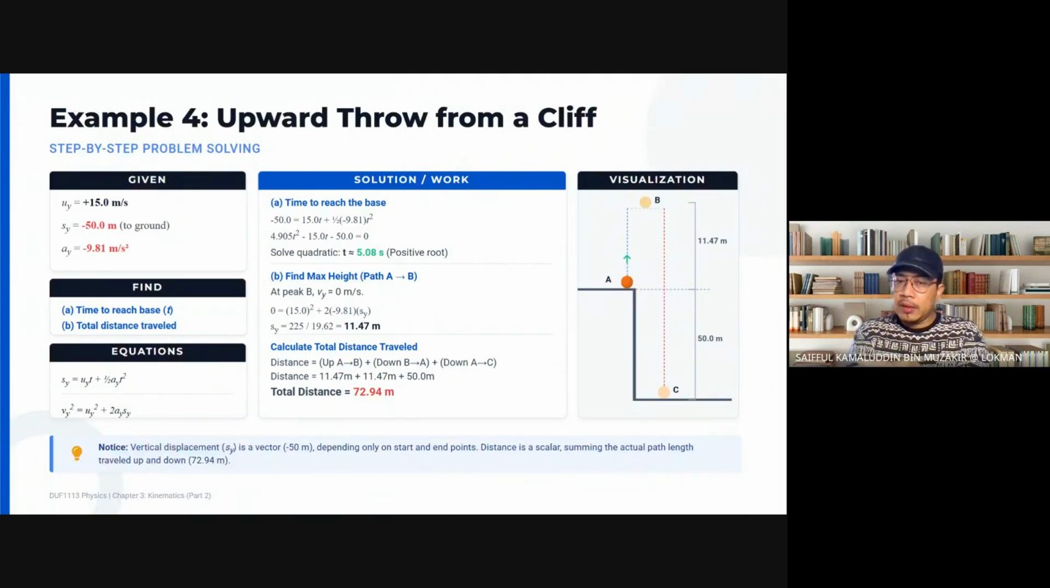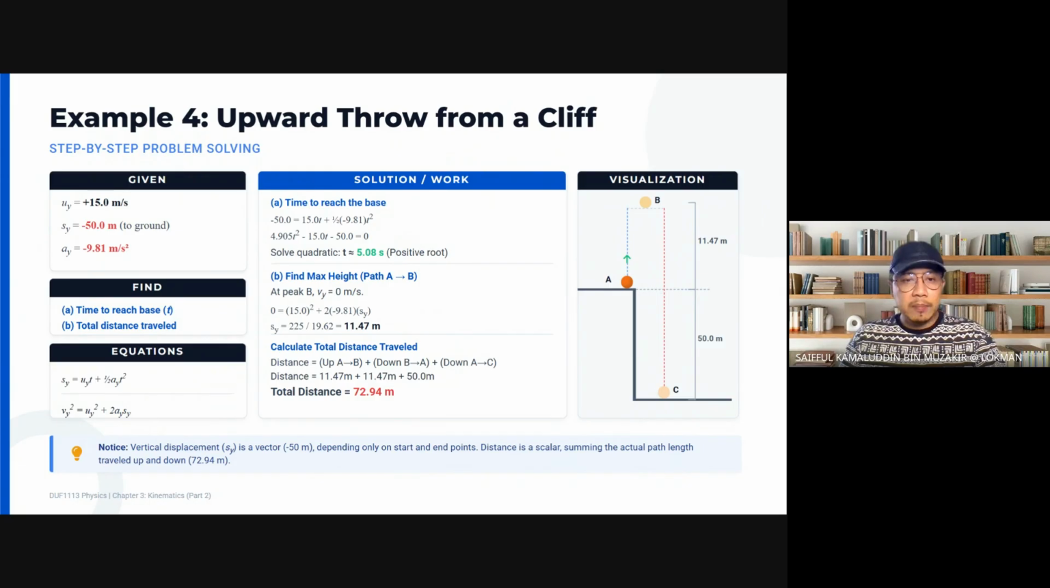I believe your calculator will give you two values for t, right? The first one is positive, the second one is negative. So do not choose the negative one, because time is always a scalar quantity. All right? Okay, now, easy peasy.